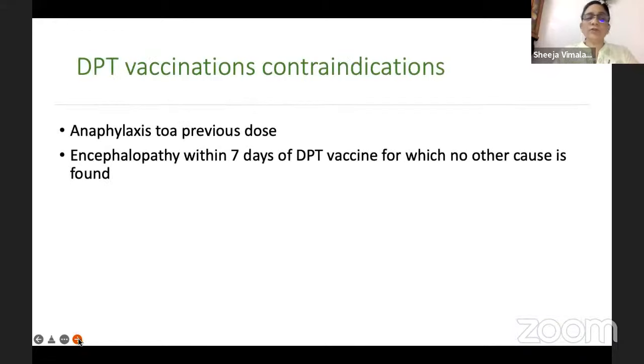So what are the real contraindications? In fact, the real contraindications are only two. That is anaphylaxis to a previous dose of DPT and encephalopathy within 7 days of DPT for which no other cause is found. So those are the two contraindications. Rest, everything is a precaution. If you feel that the benefit outweighs the risk, the vaccine should be given.